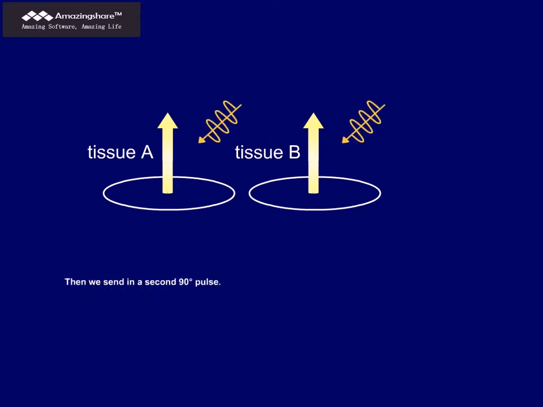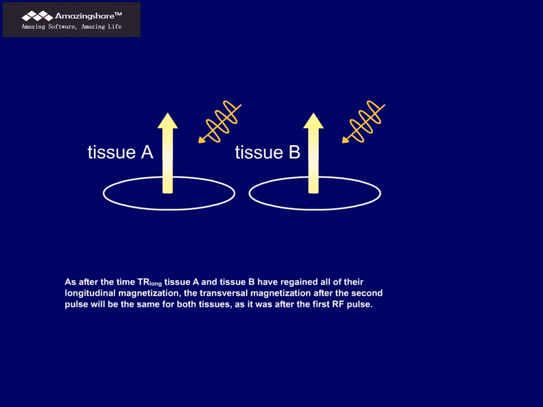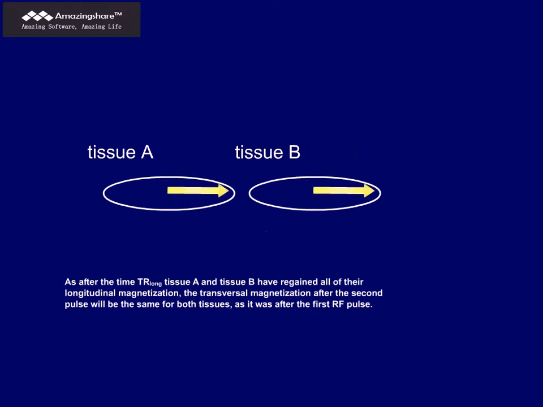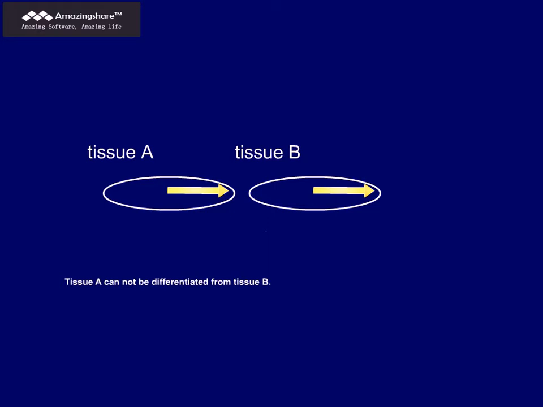Then we send in a second 90-degree pulse. What will happen? As after the time TR long, tissue A and tissue B have regained all of their longitudinal magnetization, the transversal magnetization after the second pulse will be the same for both tissues, as it was after the first RF pulse. Tissue A cannot be differentiated from tissue B.